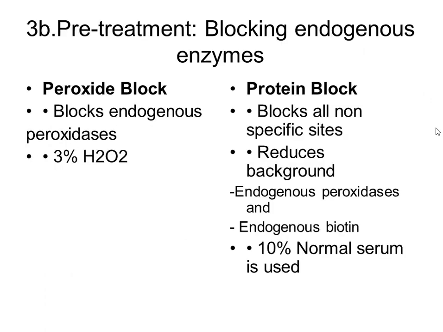Another variant is the pretreatment by blocking of the endogenous enzymes. That can be a peroxidase block or protein block. If we use the peroxidase block, we block endogenous peroxidase using 3% peroxide. Protein block blocks all non-specific sites. It reduces the background staining caused by endogenous peroxidase and endogenous biotin. For that, we use 10% normal serum.